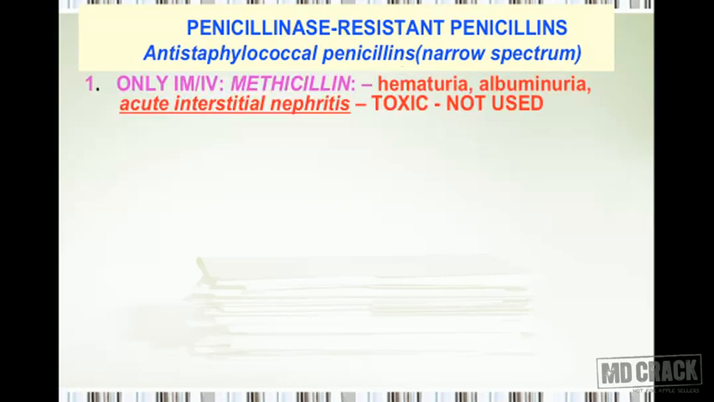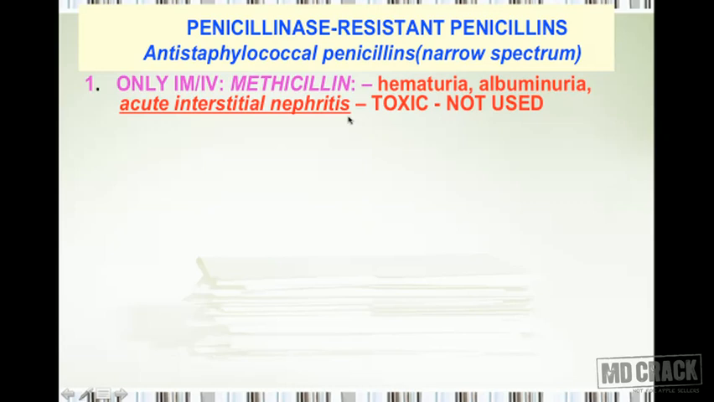What are the penicillinase-resistant penicillins? The first one which was used was called methicillin, and this was used only by parenteral route, only intramuscular or intravenous, and this drug was extremely useful in those days against the staphylococci which are resistant to other penicillins. Methicillin was shown to produce certain adverse effects including hematuria and albuminuria and acute interstitial nephritis. So that is the renal damage, and this is why this drug was proven to be toxic.